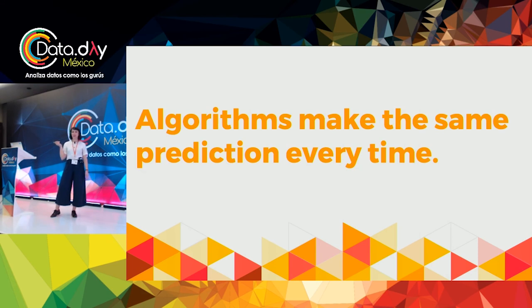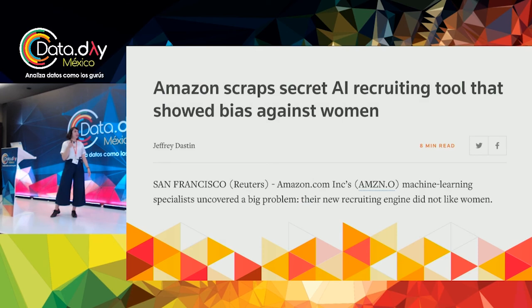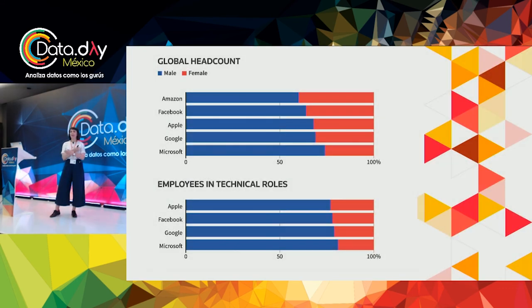Also, algorithms make the same prediction every time. They're algorithms. So Amazon had a recruiting tool based on AI that they used to determine who would be a good candidate and who would not be a good candidate. And what happened? This algorithm did not hire women. And why did this algorithm not hire women? Because historically, there are more employees at these big companies who are male. And if more than just Amazon had used this algorithm, if many of the big companies had used it, then women would have a lot harder time getting roles, and the same people would be offered the same roles time and time again.